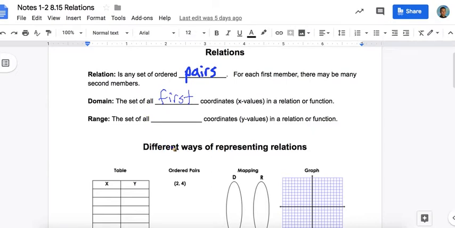So the range is the set of all second coordinates. So this is your y values in a relation or function. So the first coordinate or the x value is the domain, and the second coordinate or the y value is the range. So it's just another way of describing an x and a y value in a relation or a function.